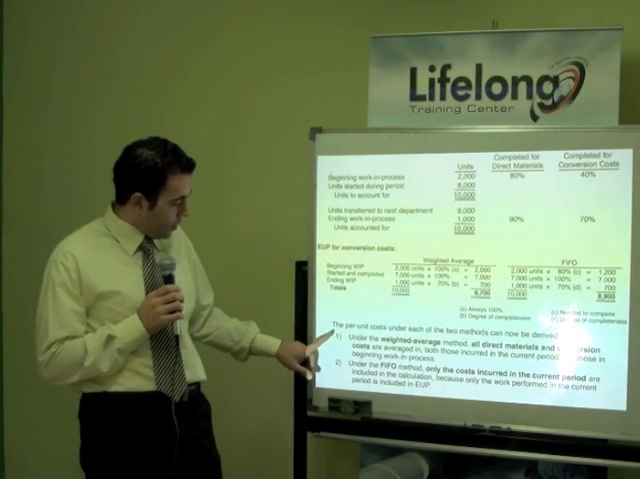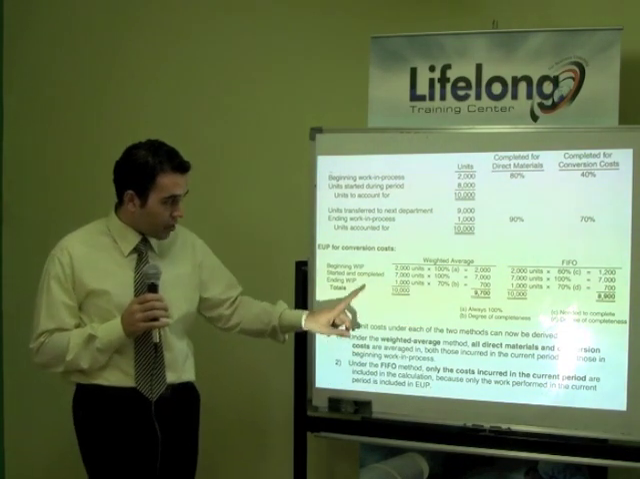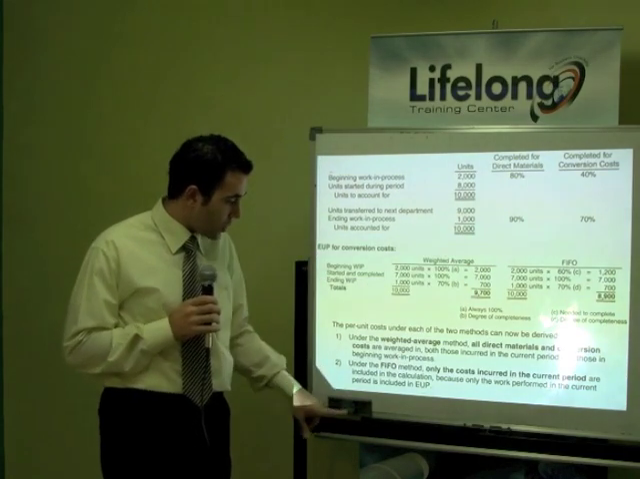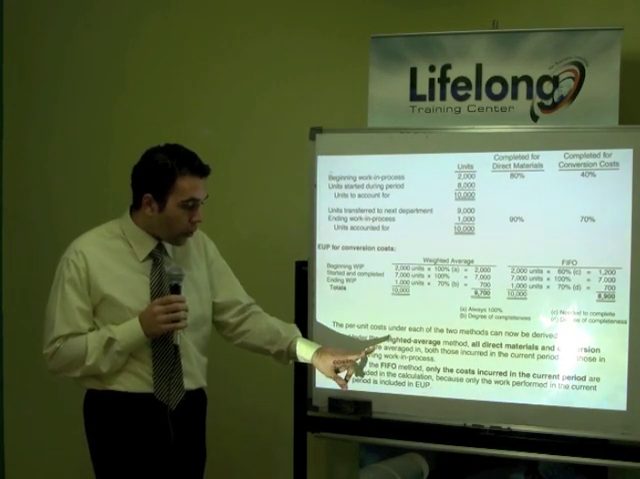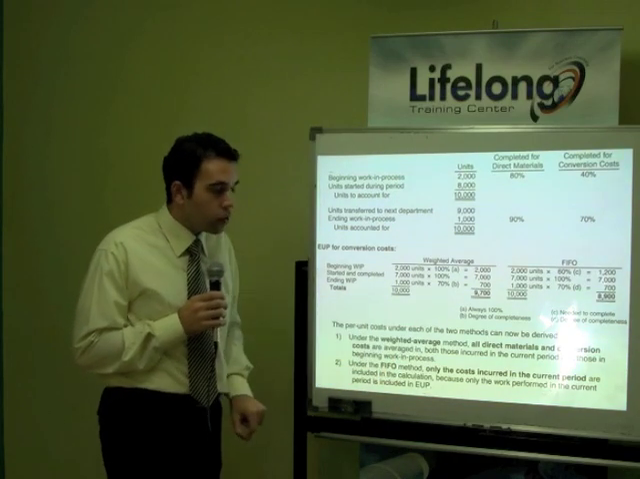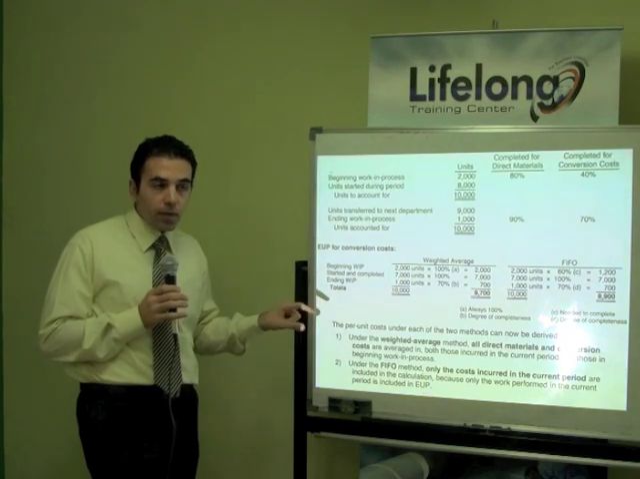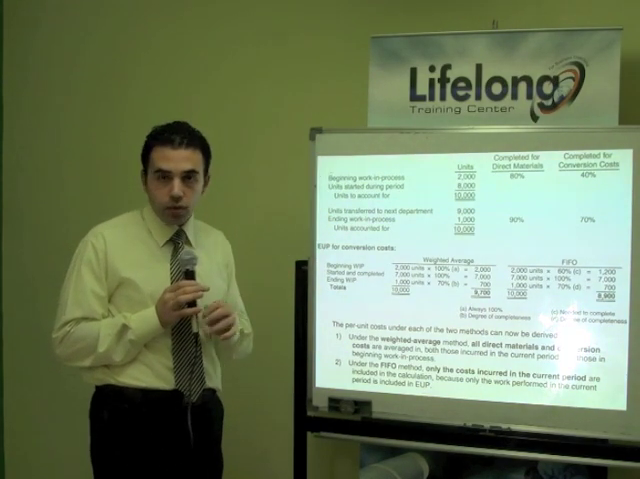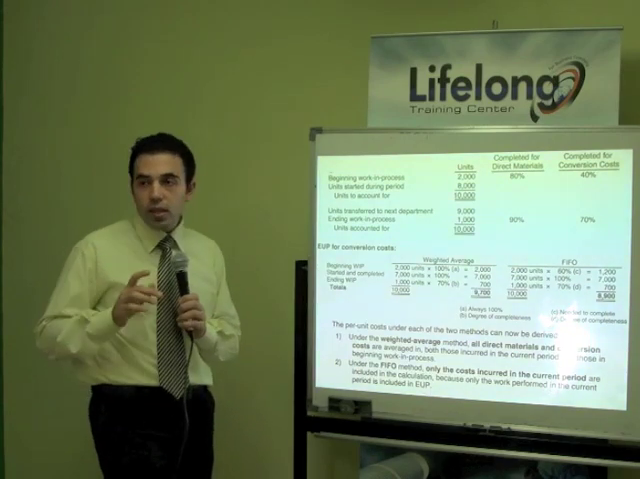Like I said before, under the weighted average, all direct materials and conversion costs are included. For FIFO, only costs incurred during the period. See how you need to differentiate between them? Weighted average, all the costs that we include. FIFO, we only include the costs that we have during the period.